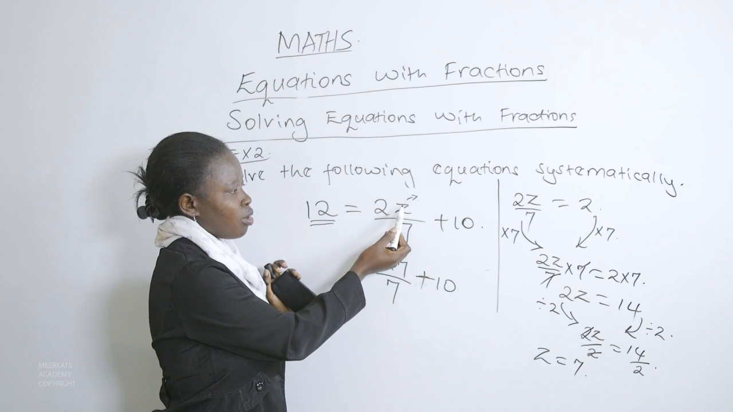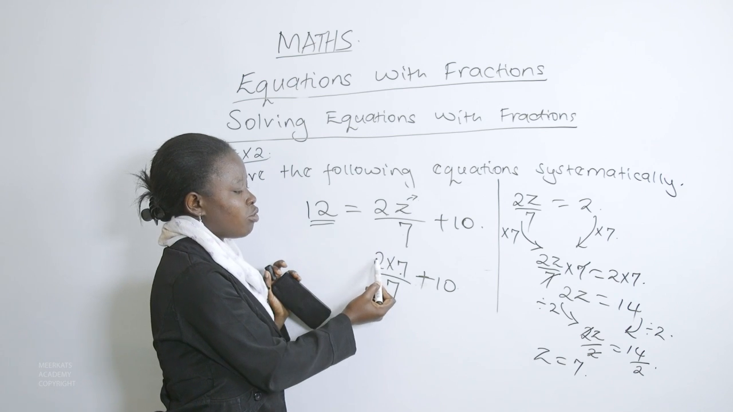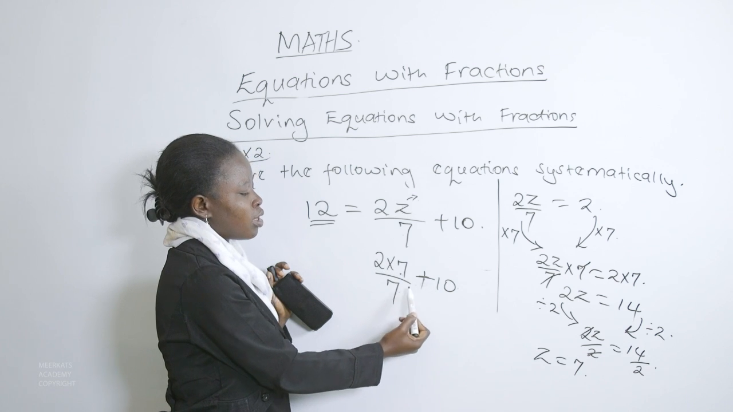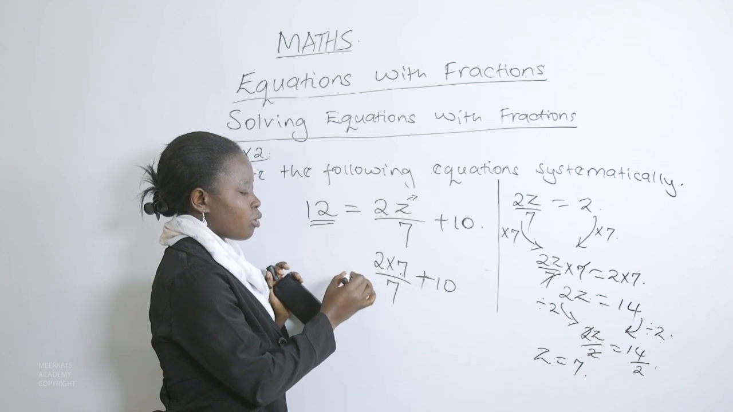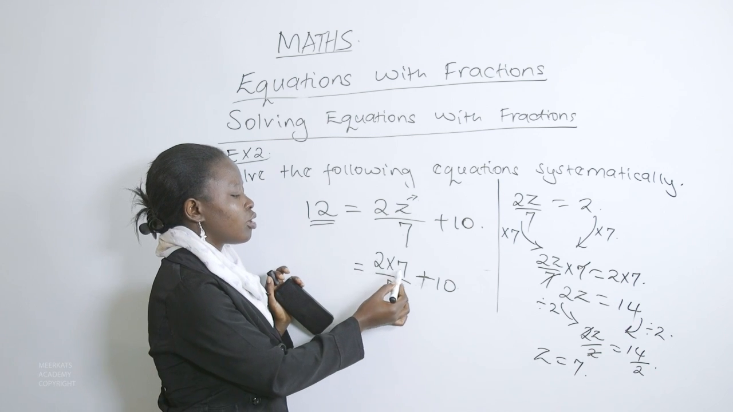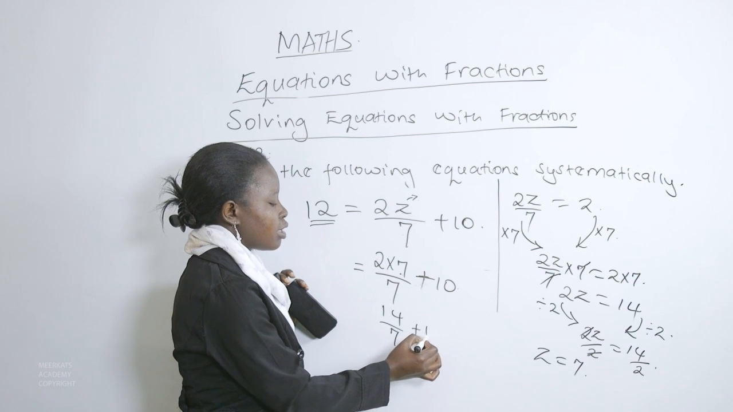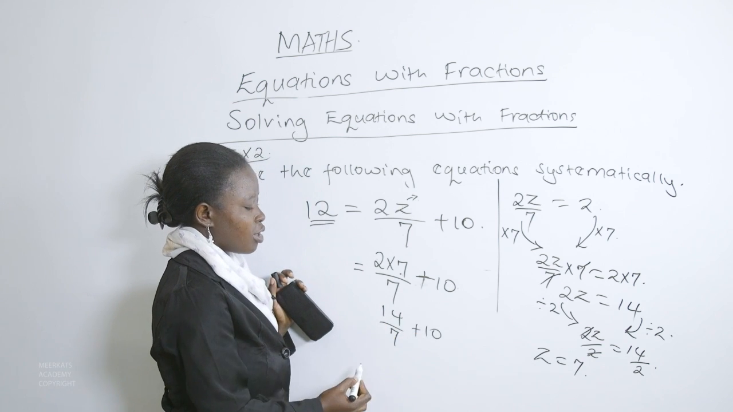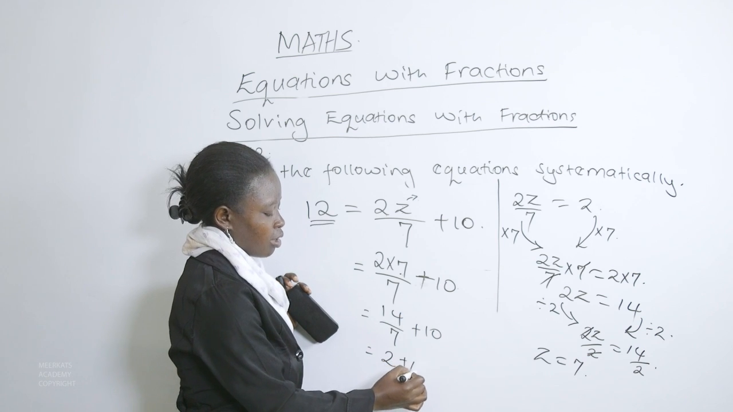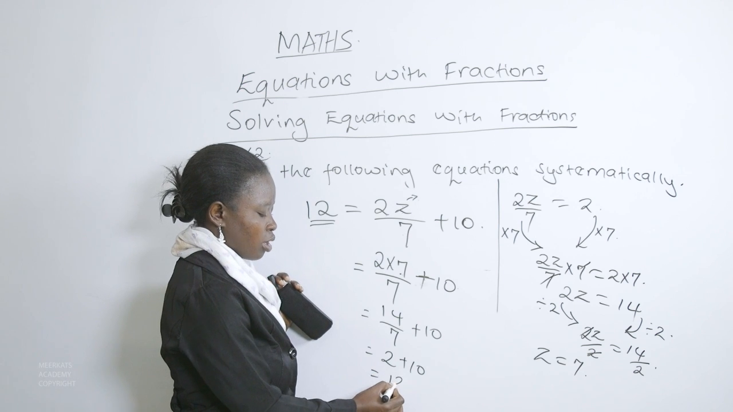So this is where I have z. I've substituted it with 7, so that I have 2 times 7 over 7 plus 10. So let us find out what is the value of this given expression. 2 times 7 is 14. 14 divided by 7 plus 10. And 14 divided by 7 is 2. Then plus 10. 10 plus 2 gives us 12.